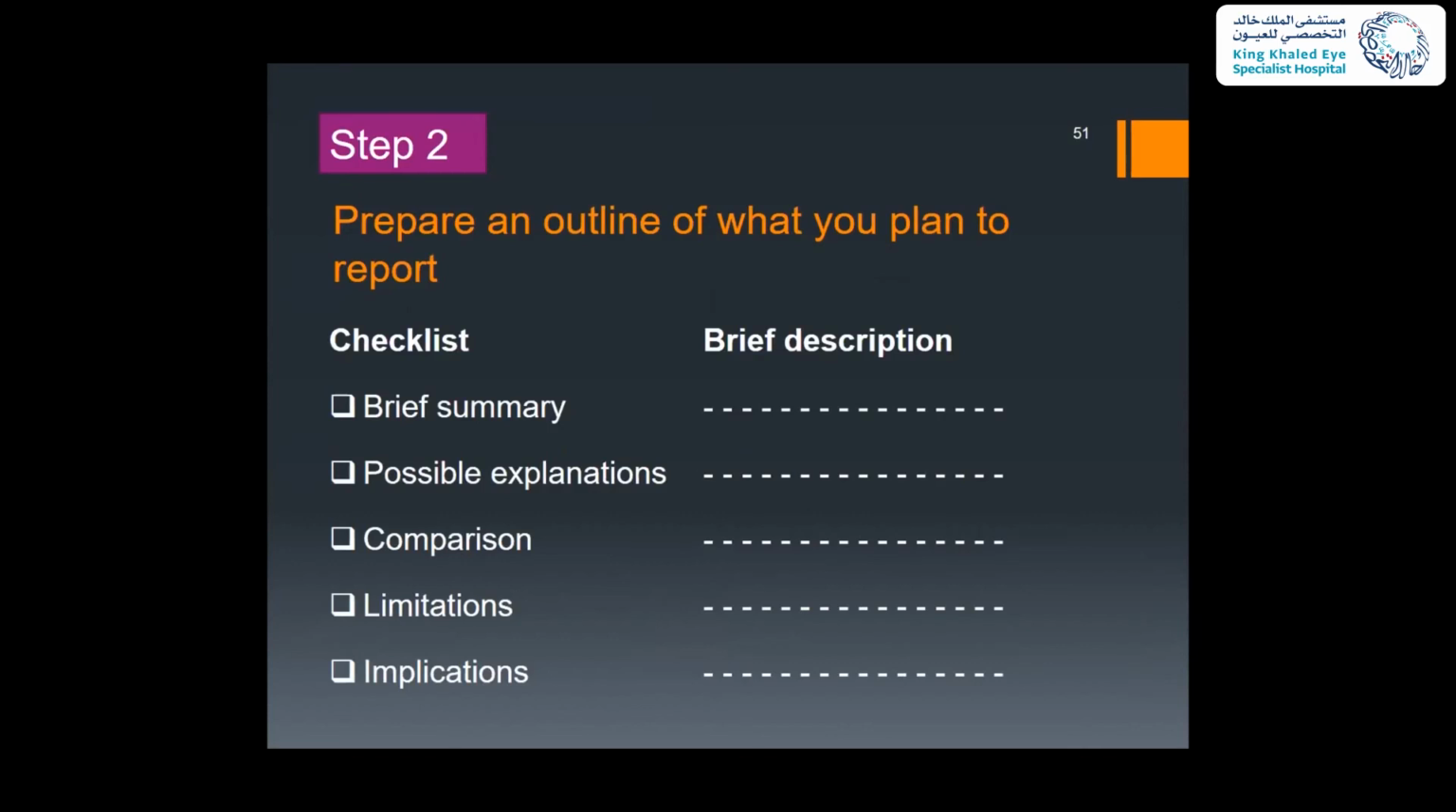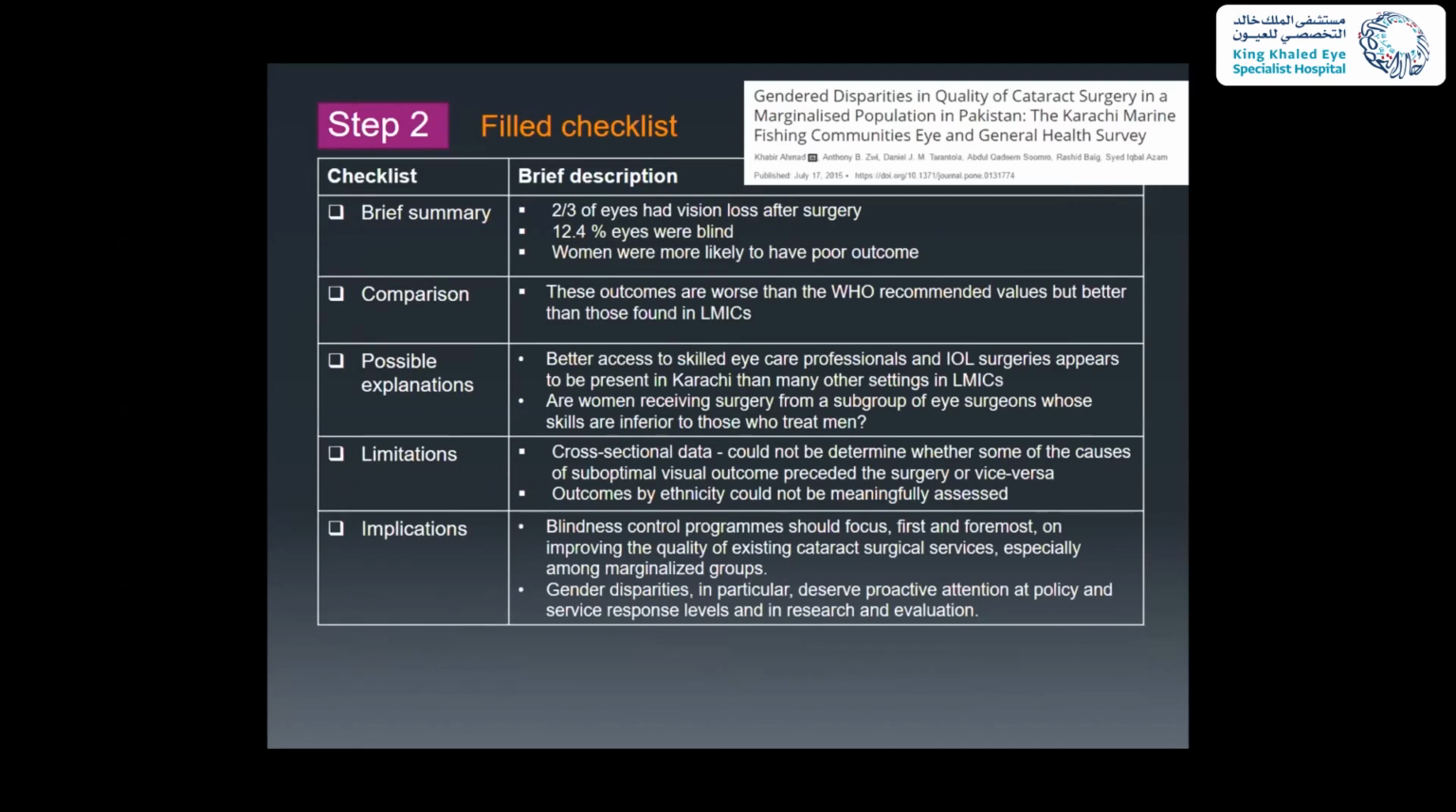This is an outline that I would suggest for anyone who wants to write a good or a decent discussion section. This is the checklist, and you can use it. This is one of our studies, and I've used that checklist to fill this template. The first step is to summarize the key findings, then comparison, then the limitations, and then implications.